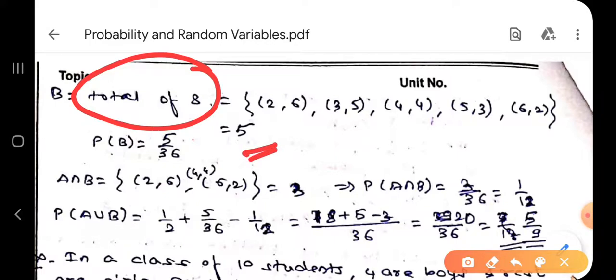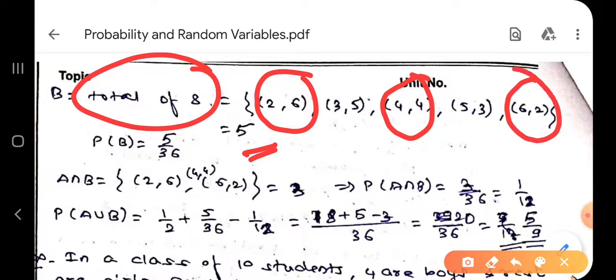Now the intersection, the common part. See here, 2 6 is common, then 4 4 is common, and 6 2 is common, because in each the first die is even. Correct. So the common part is 3. So P of A intersection B we get 3 upon 36. The first one is 18 upon 36, the second one is 5 upon 36, and I get 3 upon 36. Correct. Now turn towards the question.